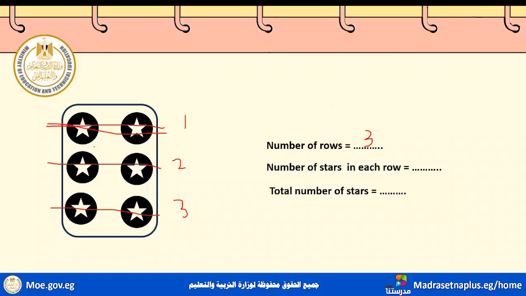How many stars in our example in each row? Let's count how many stars in this row. How many stars does this row consist of? 1, 2. So it has what? 2 stars. Now can you count to get the total number? It's easy. 1, 2, 3, 4, 5, 6. So there are 6 stars.